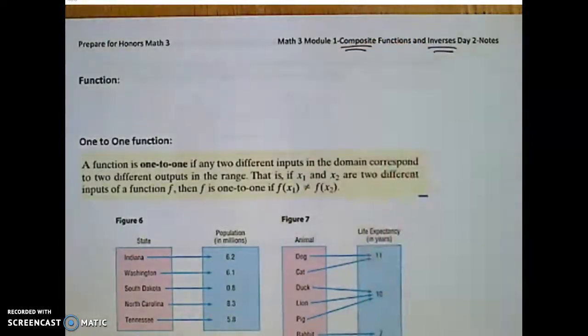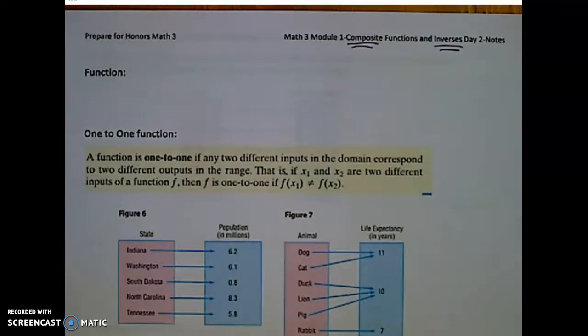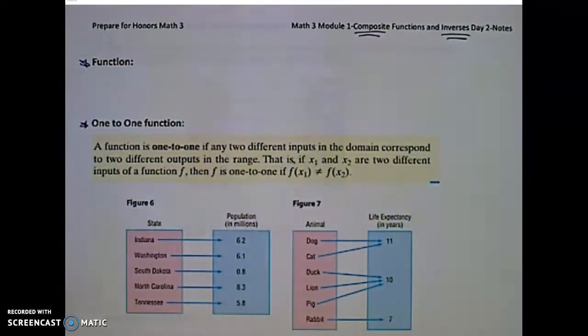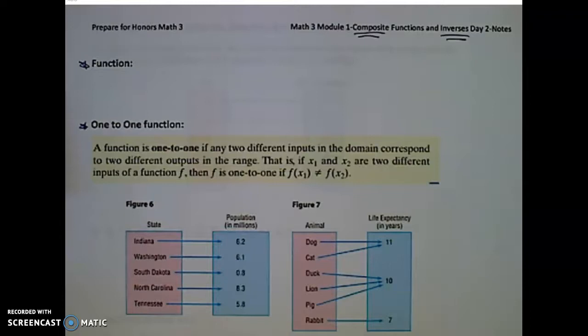To get ready for inverse functions, we need to talk about, first of all, what is a function and what is a one-to-one function. Should be kind of a breeze of a day. This should be a review for most of us from first semester already. So just kind of a recap of some terminology and some things before we start talking about inverses.